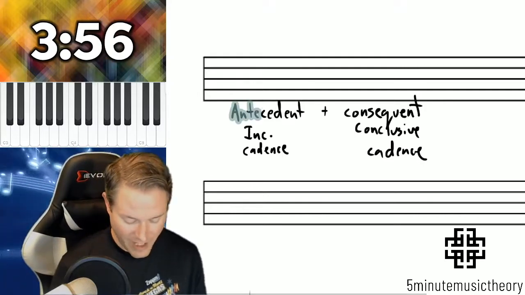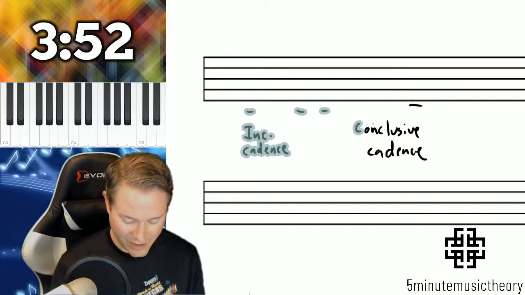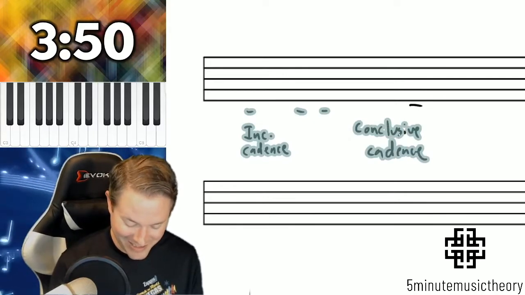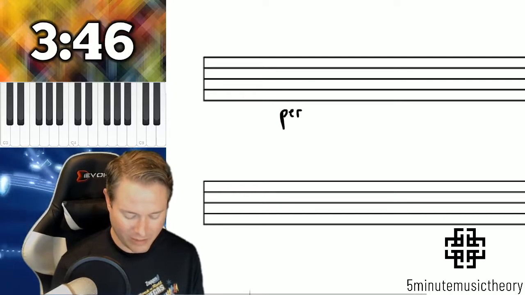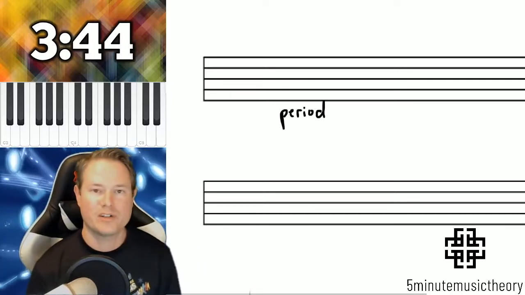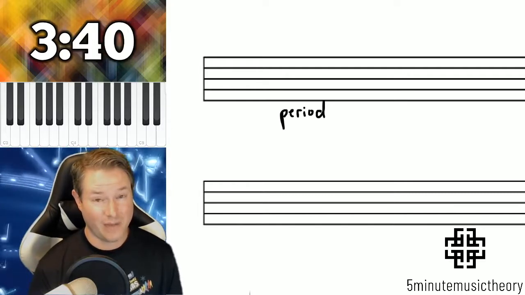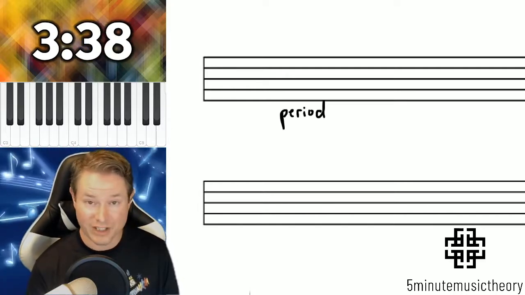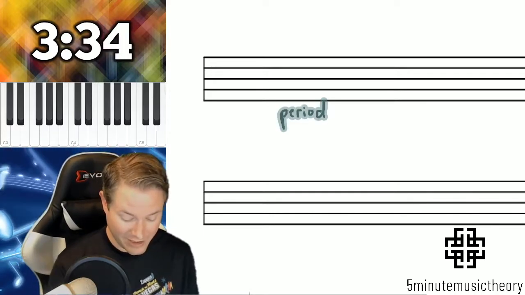Now, the first phrase form that we're going to talk about, which has antecedent and consequent phrases, is what's known as the period. Here's where things start to get a little bit confusing because we're going to use terminology that comes from English writing, but it's not going to exactly match, because if you think about period in English, it's the end of a statement. Now, a period is actually a series of phrases.